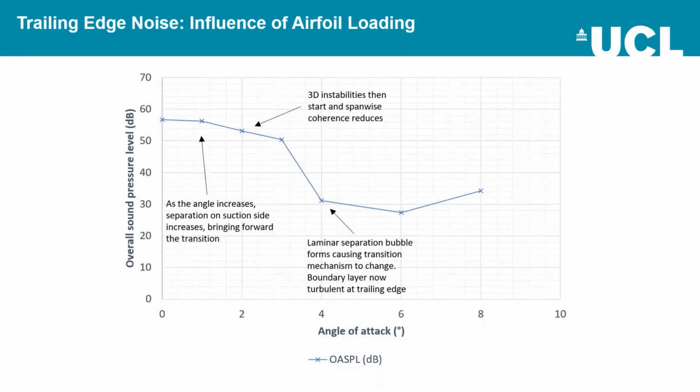If we then move to 4 degrees, what actually happens is we get an abrupt change in the transition mechanism. At about 50% of the chord, so about halfway along the foil, a laminar separation bubble forms, and this causes a switch in the transition mechanism, where we now get a Kelvin-Helmholtz transition mechanism, which is much faster. That leads to the boundary layer being fully turbulent at the trailing edge. Then as we increase the angle further, we start to get flow separation, and that starts to increase the sound pressure level, but due to a different mechanism.